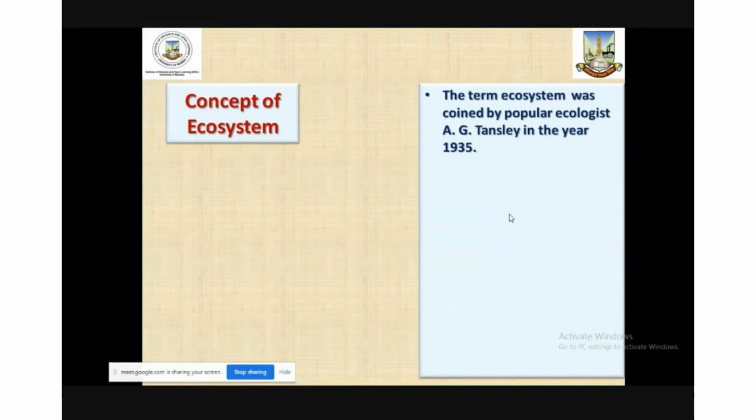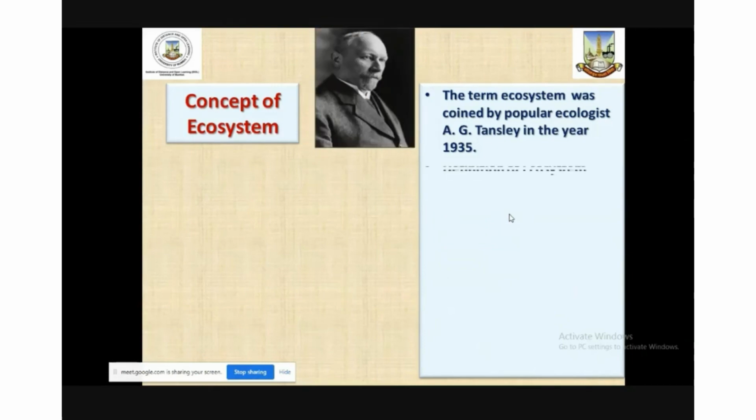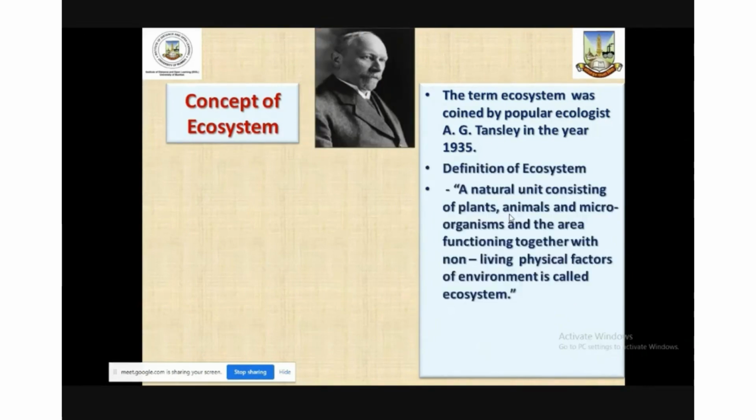The term ecosystem was first developed by a famous ecologist called A.G. Tansley in the year 1935. And he defines the ecosystem as a natural unit consisting of plants, animals, and microorganisms, and the area functioning together with non-living physical factors of the environment is called ecosystem.